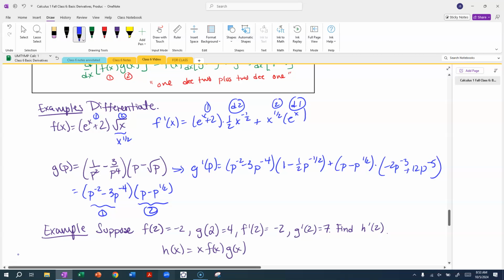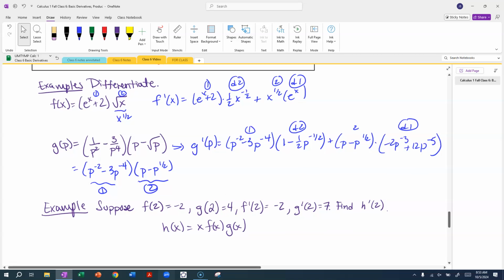Same thing for g, right? I just wrote it in terms of negative exponents first, and then I did 1 d2 plus 2 d1. And certainly, you don't have to do it in this order. It's just a mnemonic that is forever ingrained in my brain, and maybe it'll work for you, maybe it won't. Okay, so there you go.